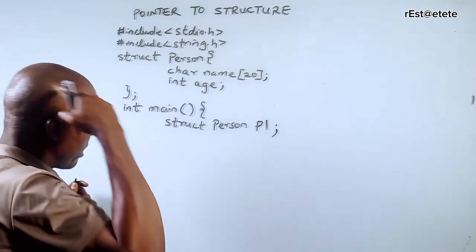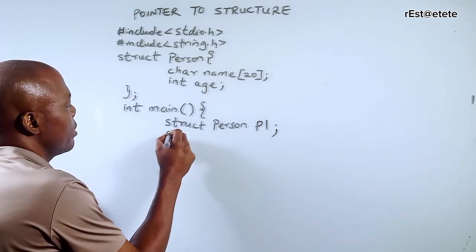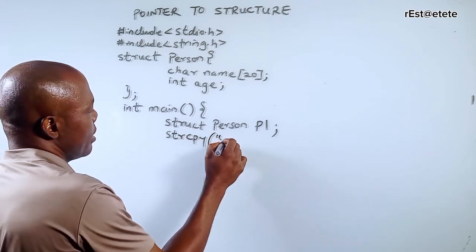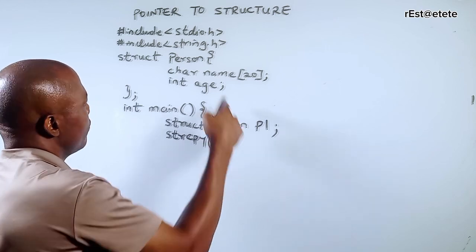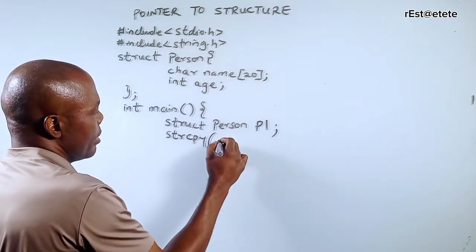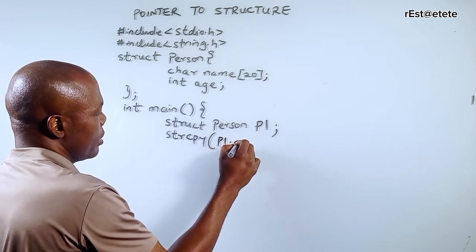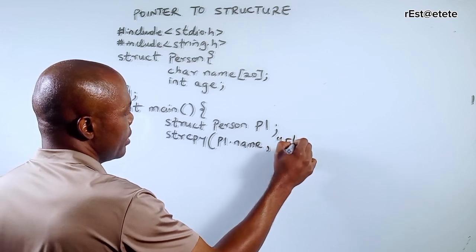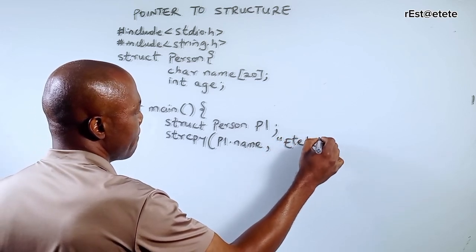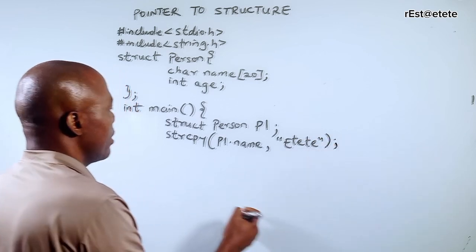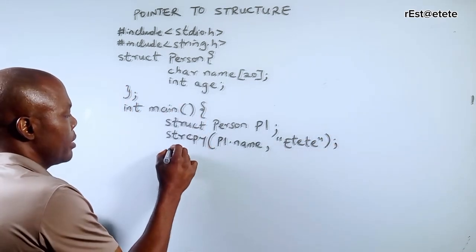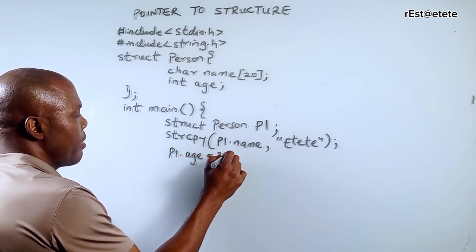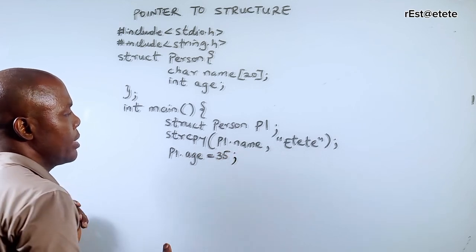Now I'm going to use my string copy to assign the value. So strcpy, for the name, that will be p1.name, comma. So the name will be what? Etete, right? Then for the age, I will simply say p1.age, and we assign 35 to it, right?